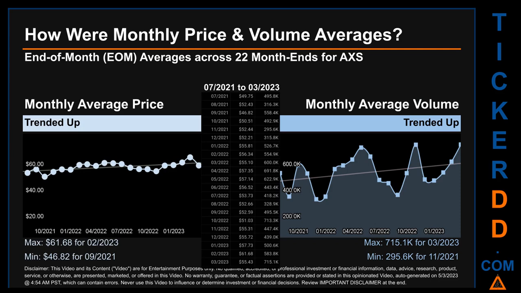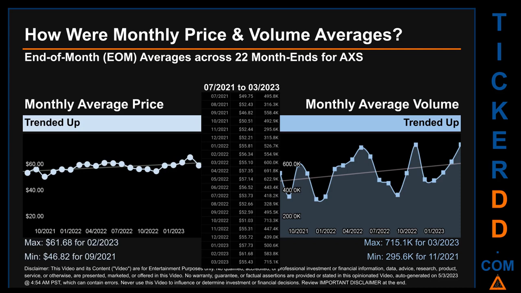How were price and volume averages for AXS? Across 0 trading days, there were a total of 1 month ends, of which monthly averages for daily price and volume were calculated. Overall, monthly price average trended up while monthly volume average trended up.